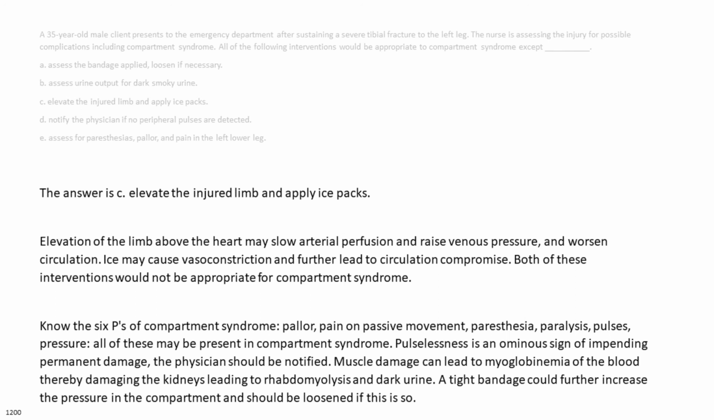Muscle damage can lead to myoglobinemia of the blood, thereby damaging the kidneys, leading to rhabdomyolysis and dark urine. A tight bandage could further increase the pressure in the compartment and should be loosened if this is so.